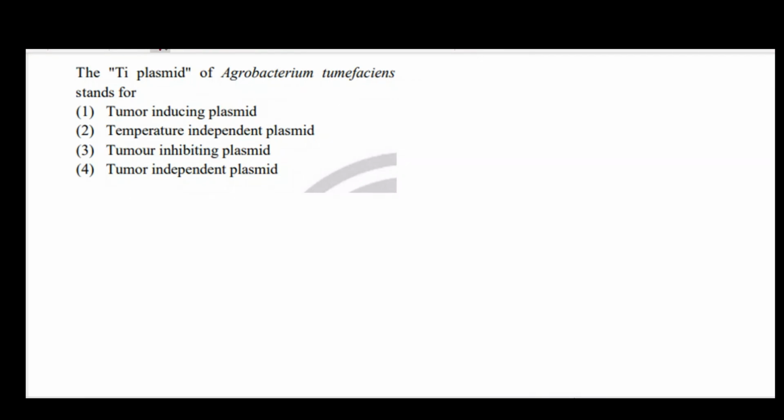Let us solve a question asked in the recent NEET 2024 exam. Let us read the question. The Ti plasmid of Agrobacterium tumefaciens stands for.